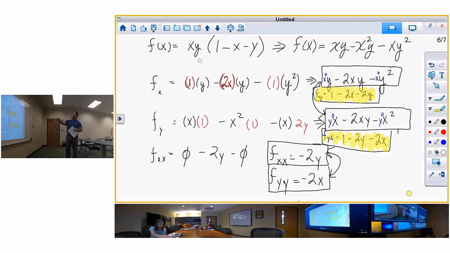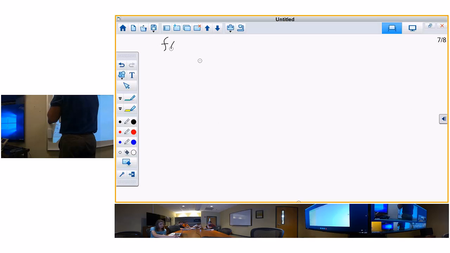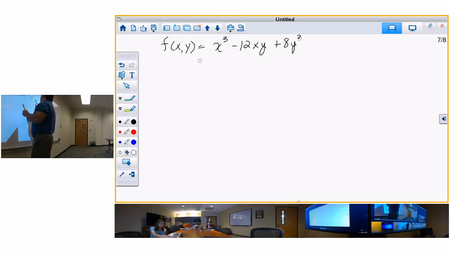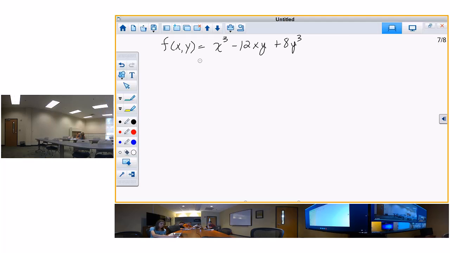So leave a half a page to a page after this one, and then go to another clean page and write example 2 down. And this will be f of xy is equal to x to the third minus 12xy plus 8y cubed. All right, go ahead and find f of x, f of y, f of xx, and f of yy.